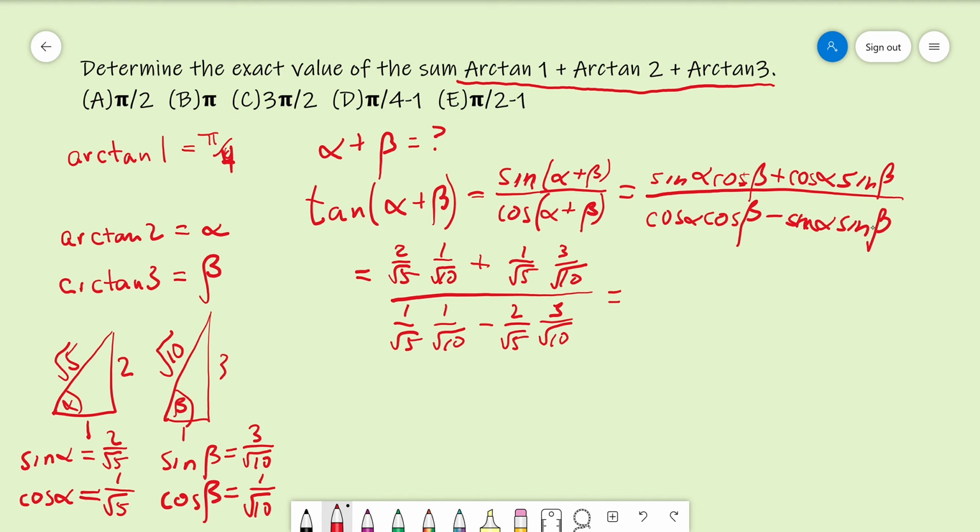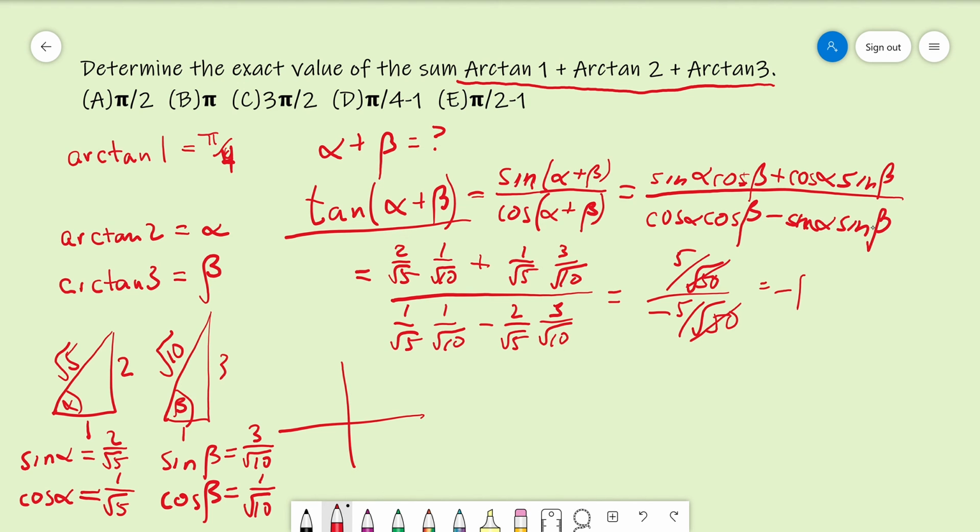So here we're going to have 2 over root 50 plus 3 over root 50, so that's 5 over root 50. And in the denominator we're going to have 1 over root 50 minus 6 over root 50, so that's negative 5 over root 50. The root 50 and the root 50 cancel out, and we get 5 over negative 5, which is just negative 1. Why did I do this whole calculation of tangent of alpha plus beta? Well, this is going to help us find alpha plus beta, because tangent of alpha plus beta turns out to be negative 1. And that means that alpha plus beta is that angle whose tangent is negative 1.